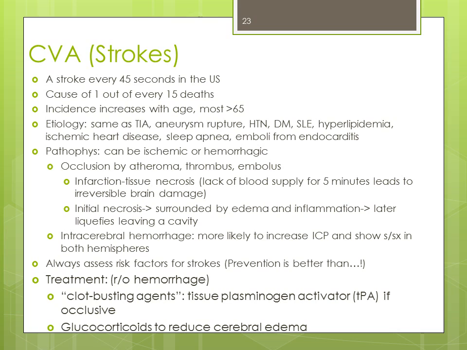So we always want to assess for the risk factors for stroke, because we know that prevention is better than actually having a stroke. And then treatment-wise, they're going to rule out a hemorrhage before they do this, because oftentimes if you give a clot-busting drug to somebody who's having a hemorrhagic stroke, it's going to result in worse bleeding. So as long as it is not a hemorrhagic stroke, they're going to give some clot-busting agents, and then for all of them, they're going to give glucocorticoids to reduce the swelling.